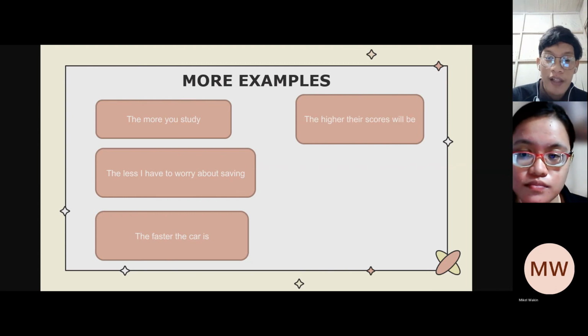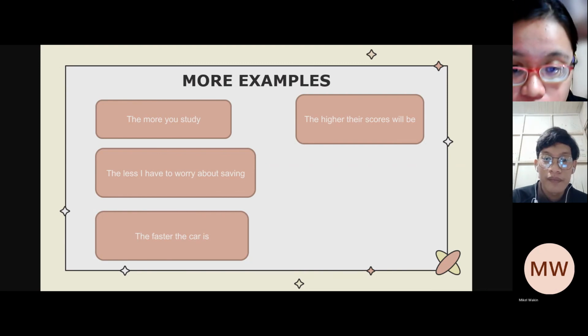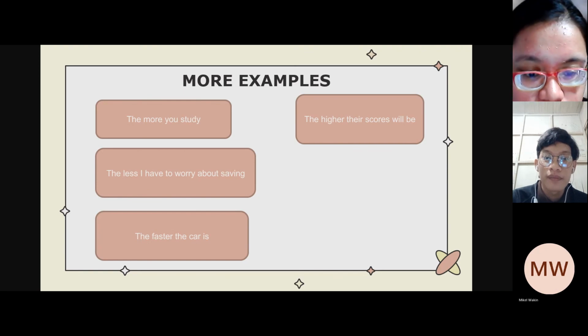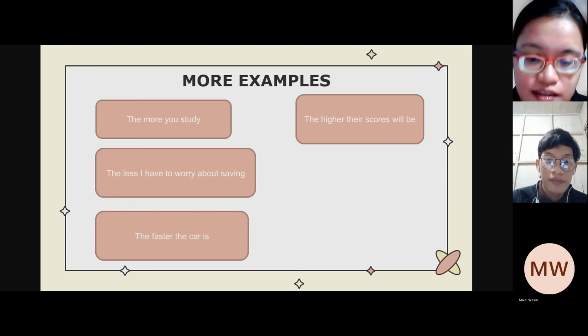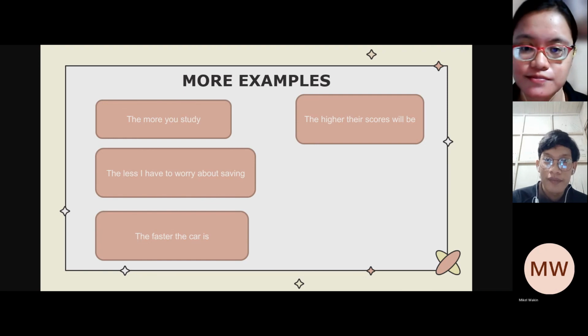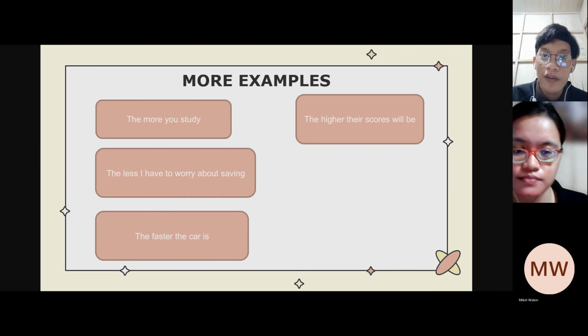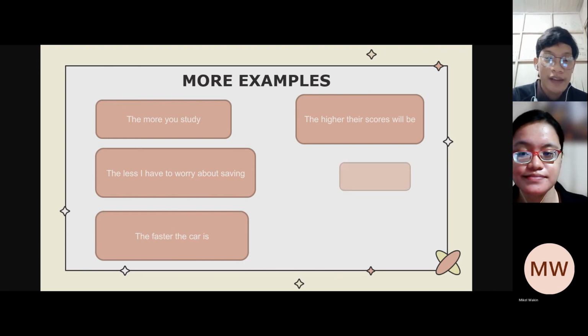The higher the scores will be. And what do you think? What is your answer on this one, Miss Salget? For this one, sir, the higher the scores will be, I'm sorry, sir. The more the students study for the test, the higher their scores will be. Yes, that is right. You are really good at creating sentences that contain two comparatives together, Miss Salget. Well done. How about this one?